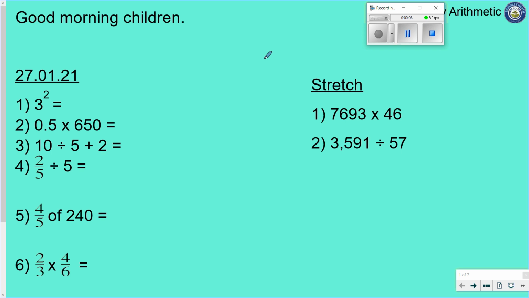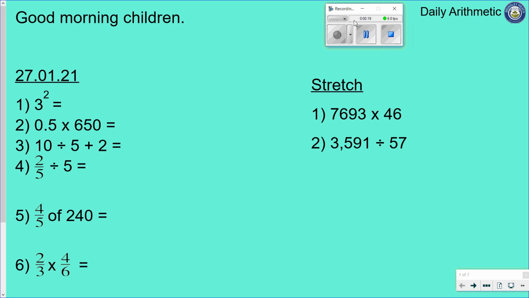Today we're going to be looking at finding the volume of cubes and cuboids. But before we move on to the main part of our lesson, we have got our 6 arithmetic questions and our 2 stretch questions if you're choosing to have a go at those this morning. So as usual, if you pause the video and have a go at those questions, and then I'll go through the answers.